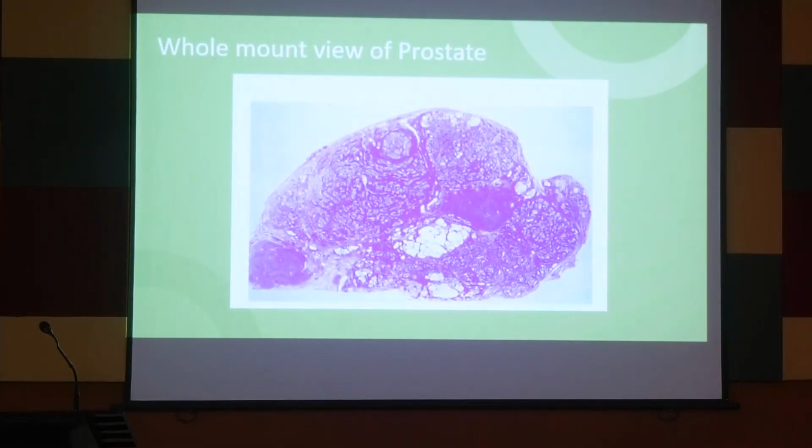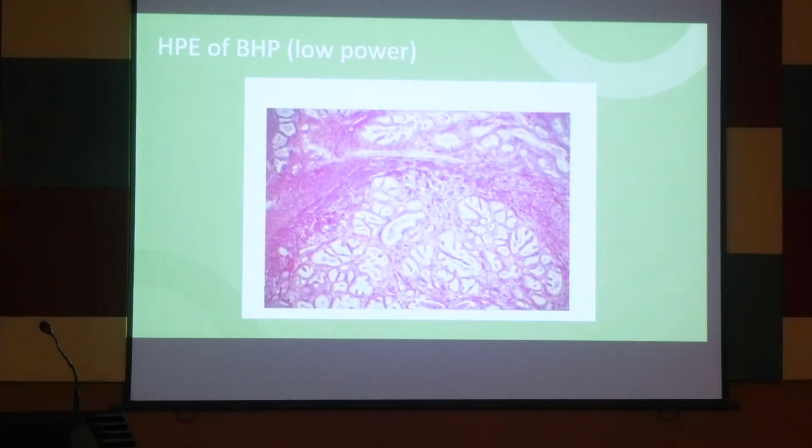This is the whole mount view of prostate in benign hyperplasia of prostate. There is an increase in the number of glands and an increase in stromal elements. These are the glands. Whole mount means the entire specimen is processed and mounted in a slide. This is the whole mount view, and this is the low power view. We can see dilated acini. Everybody can see these pictures.